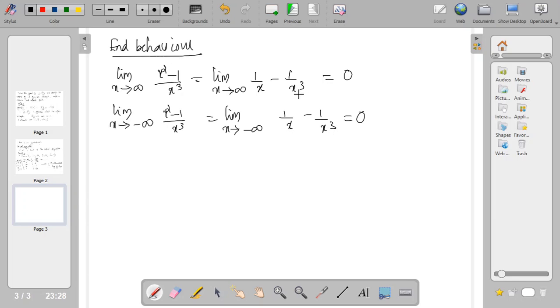So as x goes to infinity, the value of y tends to 0. So therefore this is a finite value. So therefore y equal to 0. So when x approaches infinity and x approaches minus infinity, the function will be approaching the value 0. The function will come close to the x axis. So therefore y equal to 0 is the horizontal asymptote.